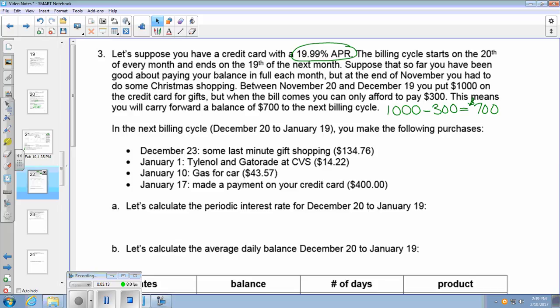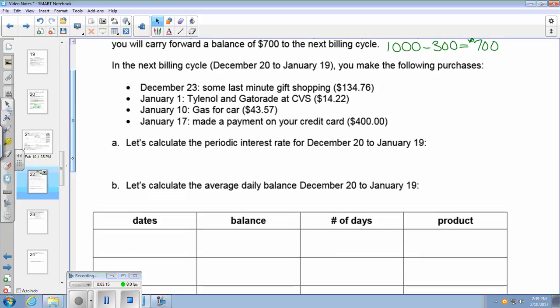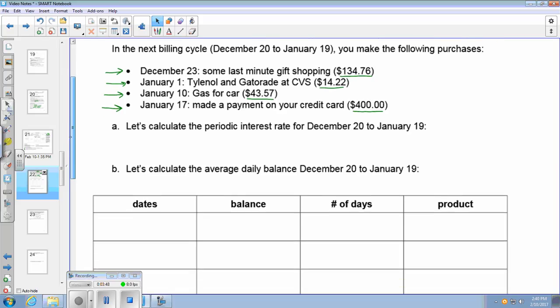All right, so in the next billing cycle, which goes from December 20th to January 19th, you make some more purchases. So you do some last minute Christmas shopping on December 23rd. So it's going to add $134.76 to your balance. January 1st, you go to CVS, you buy a couple of things, adds another $14.22 to your balance. January 10th, you got to get some gas for your car, so your balance is going to go up a little bit more. And then January 17th, you make a payment. Even though it doesn't close until the 19th, you do make a payment of $400. And anytime you have a chance, you want to make those payments as soon as you can.